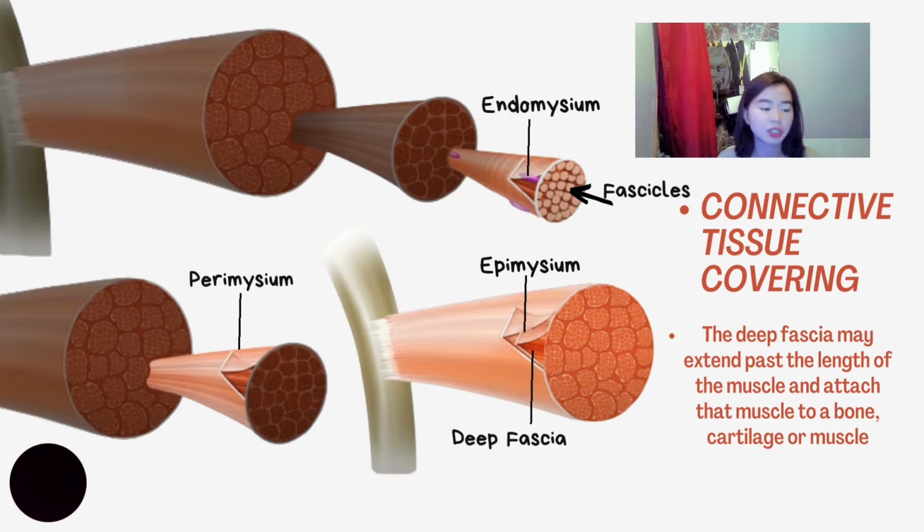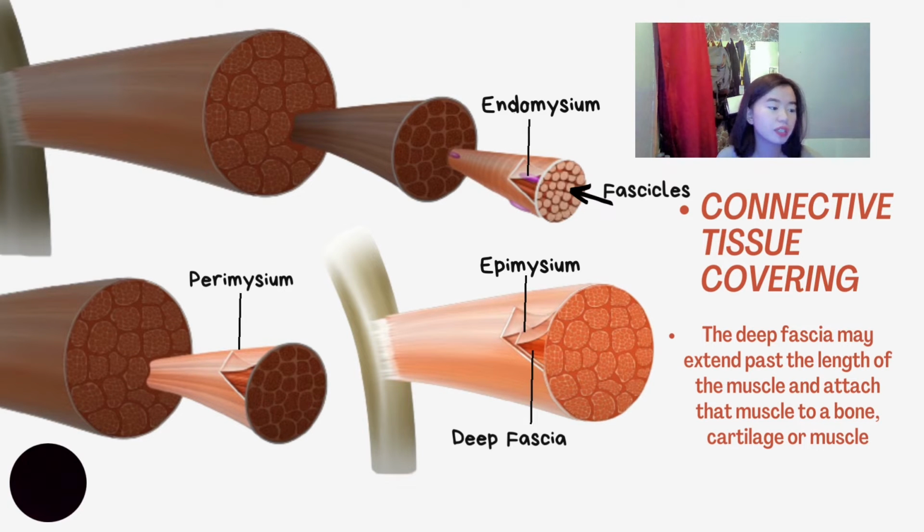Each skeletal muscle is covered by a third layer of dense fibrous connective tissue called epimysium. Each skeletal muscle is then covered by a fourth tough fibrous layer of connective tissue called deep fascia. The deep fascia may extend past the length of the muscle and attach that muscle to a bone, cartilage, or muscle.